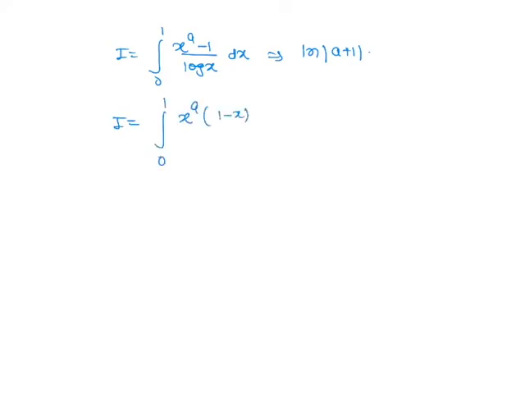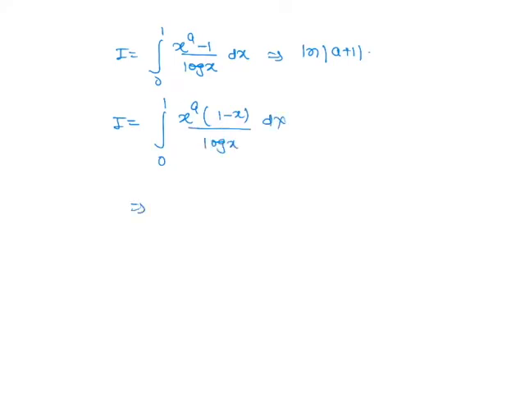So from there we can say, if I take I equals the integral from 0 to 1 of x power a minus 1 divided by log x into dx, this answer will come ln modulus of a plus 1. Similarly, if I take one more example, I equals the integral from 0 to 1 of x power a into bracket 1 minus x, divided by log x into dx.